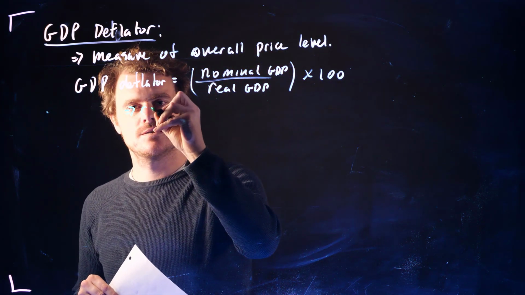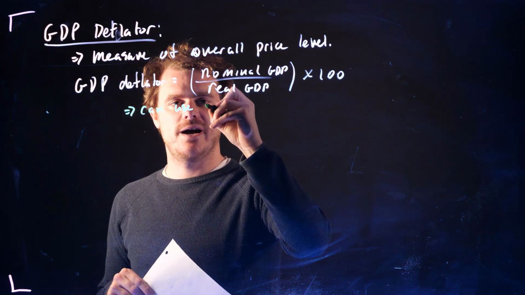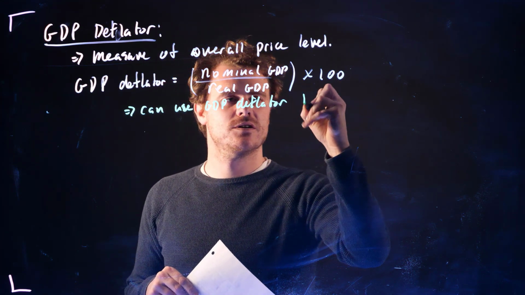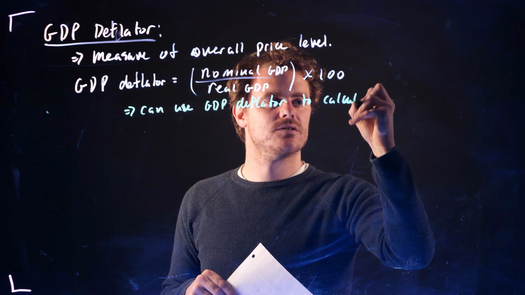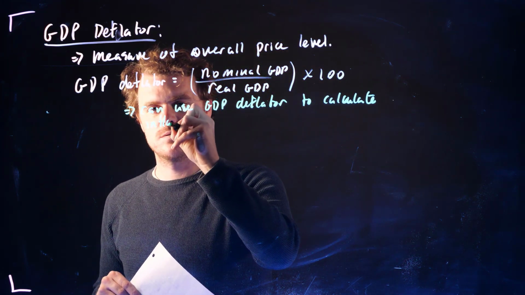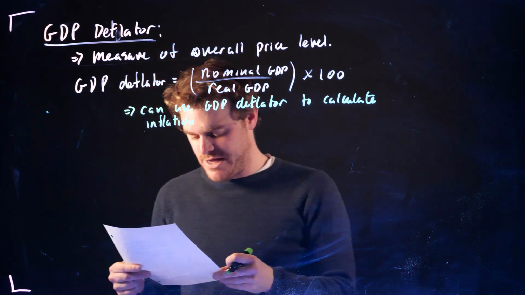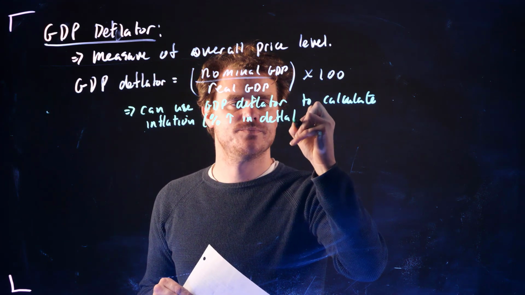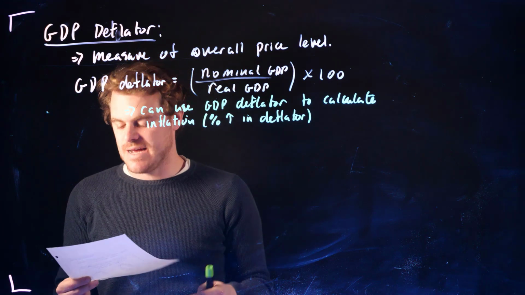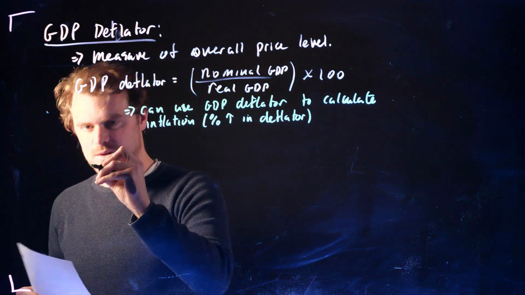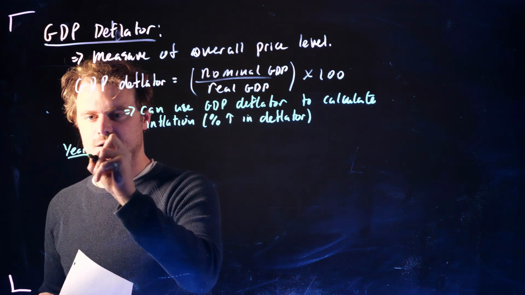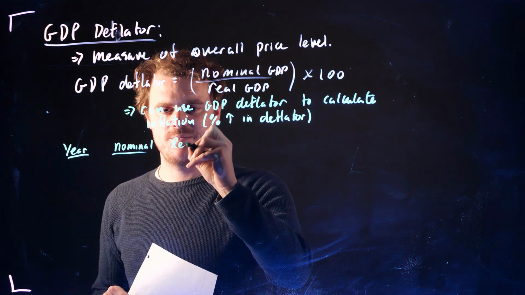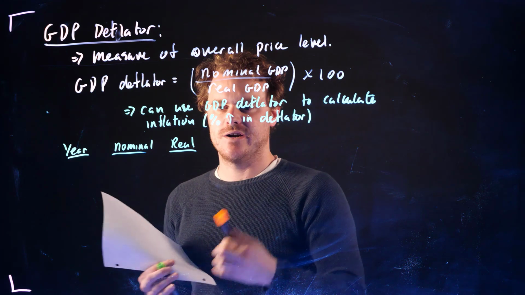So we can use this GDP deflator to calculate inflation. We can calculate it by looking at the percentage increase in the deflator, basically. So let's see what I mean. Let's go back to that example that we were just looking at. We had year, nominal GDP, real GDP, and then our deflator is going to be over here.